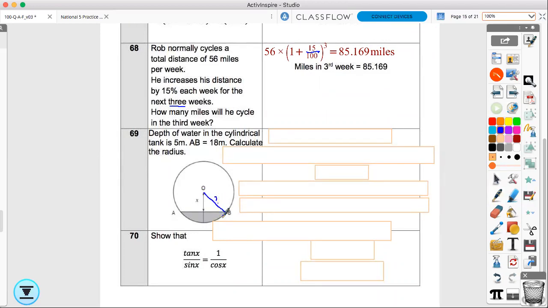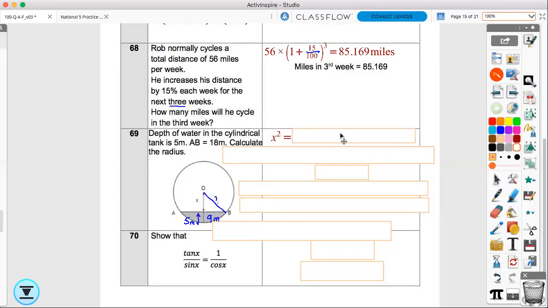So it's Pythagoras' theorem. They've told us AB is 18. So from this point to B, I've got half of 18. That is 9. The water depth here is 5 meters. So x plus 5 is what we're looking for. So how can we do this step by step?